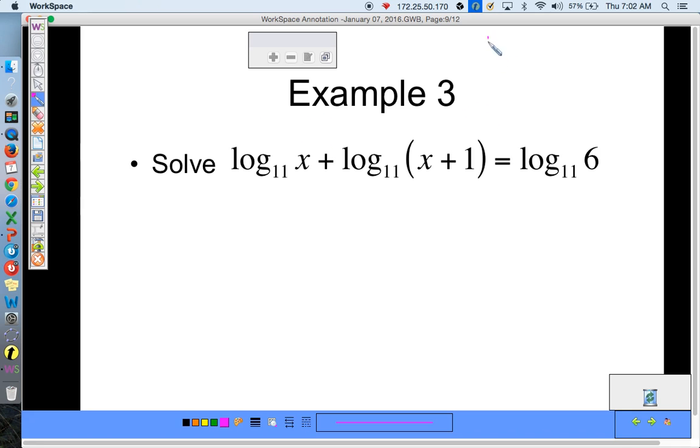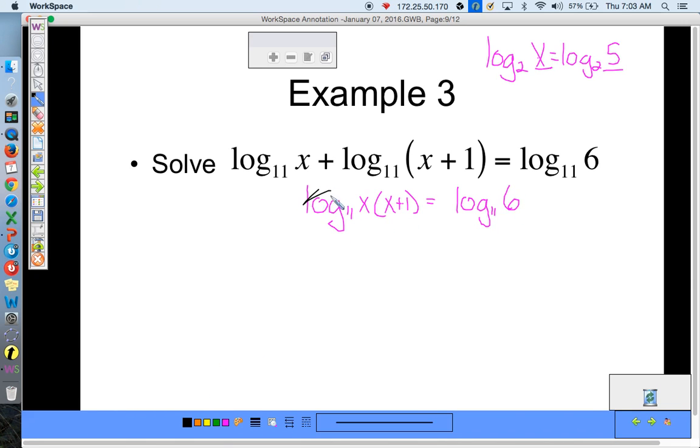Solve. Well, this is going to use that one property that we talked about where we said if there's a single log on each side, then x would have to equal 5 in that case. So we need a single log. Well, adding goes to multiplying. So x times x plus 1, log base 11 of 6. So our logs are the same. So x times x plus 1 has to equal 6, because those bases are the same. So we have x squared plus x equals 6. Subtract it.